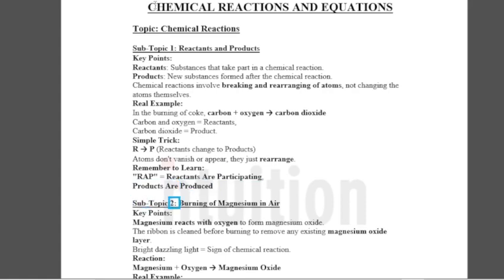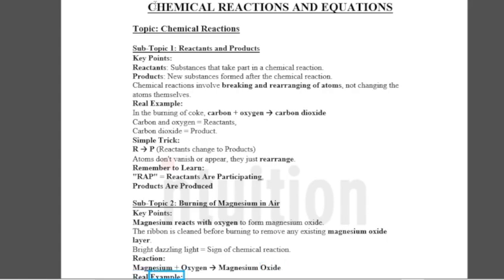Subtopic 2: Burning of magnesium in air. Key points. Magnesium reacts with oxygen to form magnesium oxide. The ribbon is cleaned before burning to remove any existing magnesium oxide layer. Bright dazzling light is a sign of a chemical reaction. Reaction: magnesium plus oxygen gives magnesium oxide.